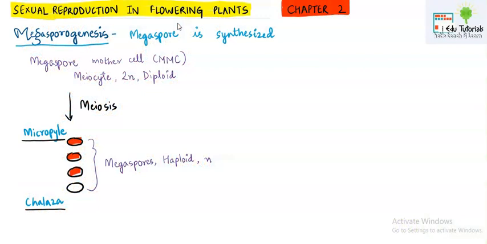Hello everyone. In this video we will study megasporogenesis, and in the previous video we have already completed microsporogenesis. These both are included in gametogenesis, wherein gametes will be formed. So megasporogenesis refers to the formation of megaspore. Now one cell will be differentiated as megaspore mother cell, abbreviated as MMC, in the bud stage.